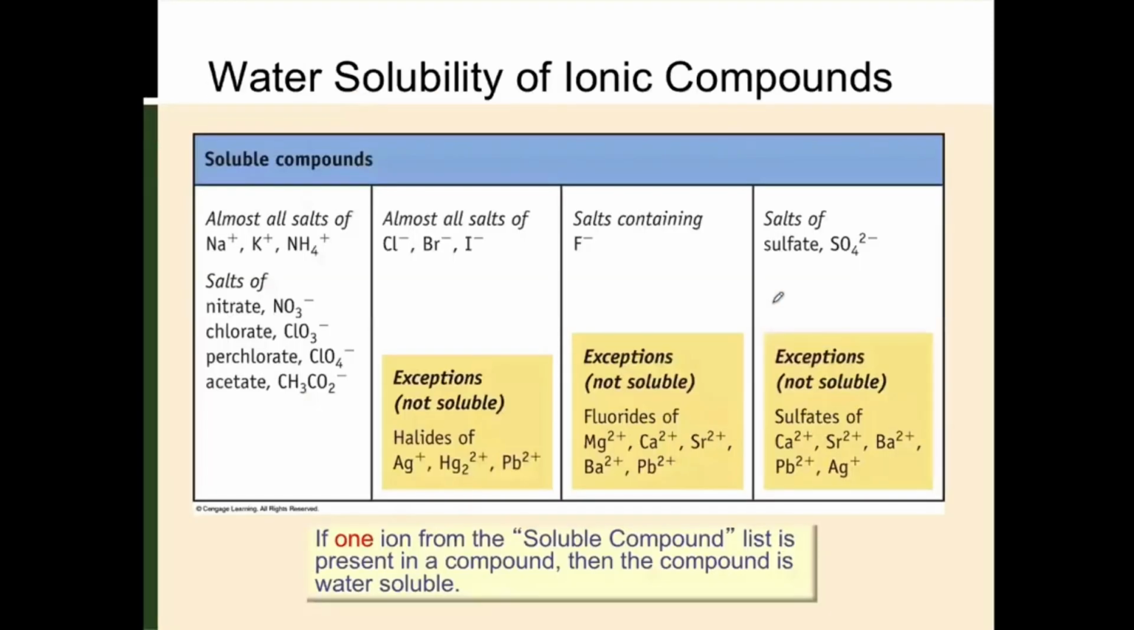So here are water solubility rules for ionic compounds. Soluble compounds are almost all salts of sodium, potassium, and ammonium. So Na plus is the sodium ion, then the potassium ion, and the ammonium ion. Salts of nitrates, chlorates, perchlorates, and acetates are all water soluble as well.